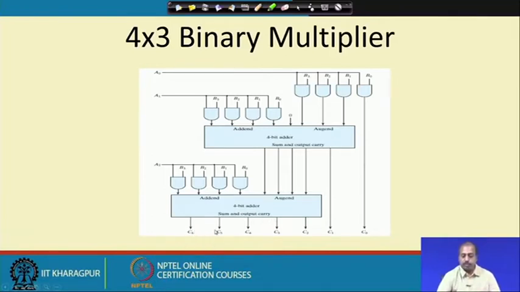So, 8, C0 to C6 plus there will be another carry. So, 4 plus 3 is 7, the result may be 8 bits also. So, that way there will be another carry generated. So, this way we can have these partial sums generated and we can do the multiplication.